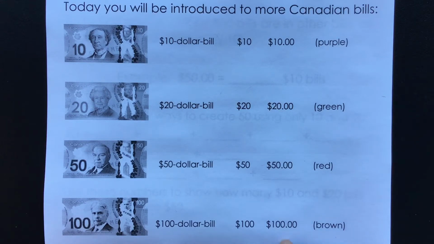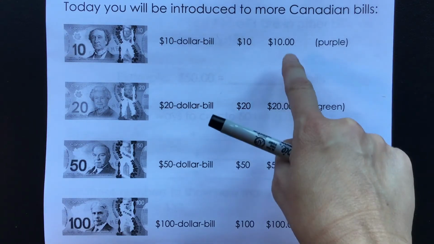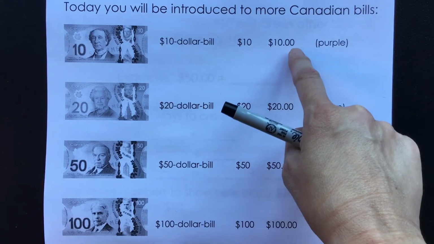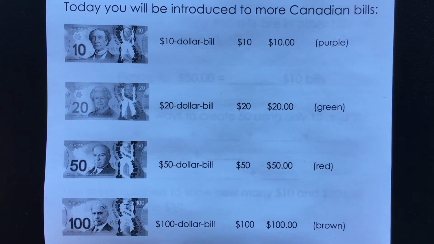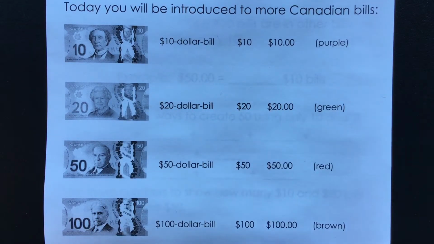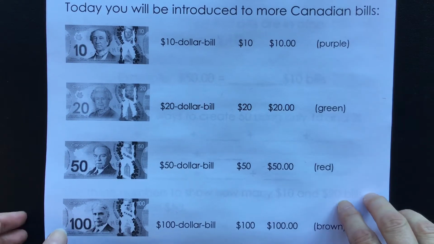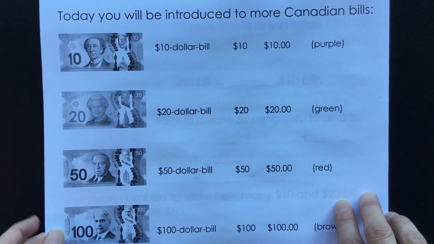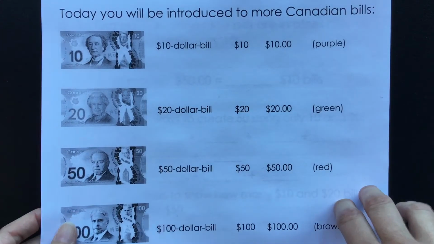Do you notice when we use the dollar and cent notation that we learned last week, it always says decimal 00? Why do you think that is? Is it because there are no cents included in these bills? That's exactly right. All right, so there's a brief introduction because I want you to watch that other video as well. Let's take a look at how we are going to be using these bills today.